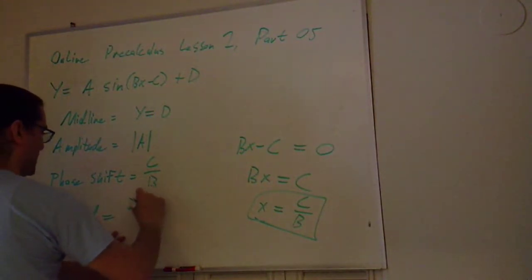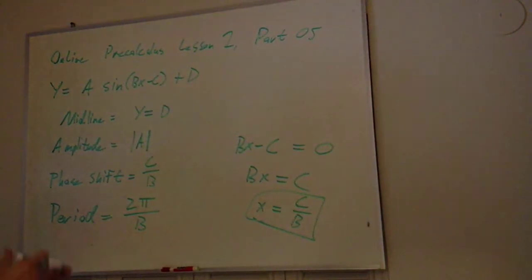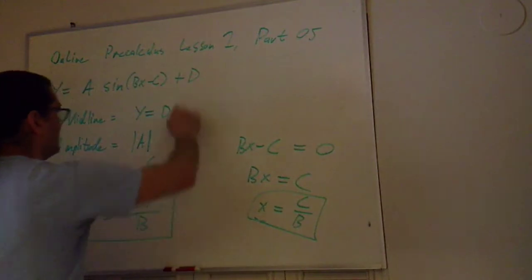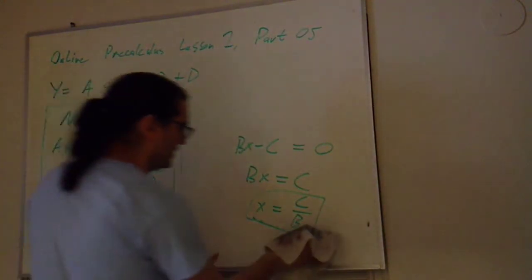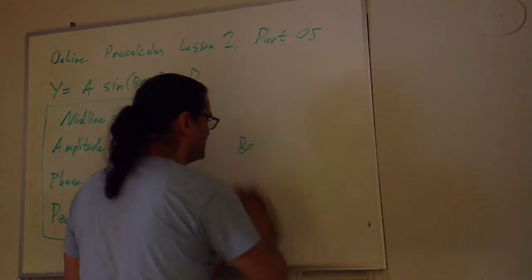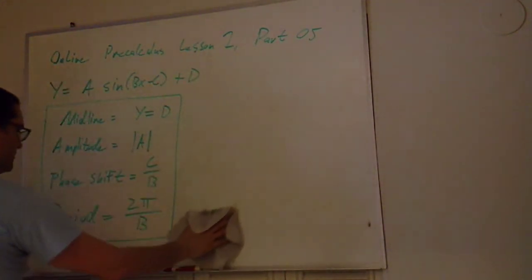The period is always 2 pi over b. Remember that b is the horizontal stretching and shrinking factor. So if you take the standard period and divide by that factor, it'll give you the new period. So this is the basics of all this stuff. And now I would like to talk about generally how you graph these in terms of a step-by-step list. And for that I'm going to erase all this because I want the whole board.